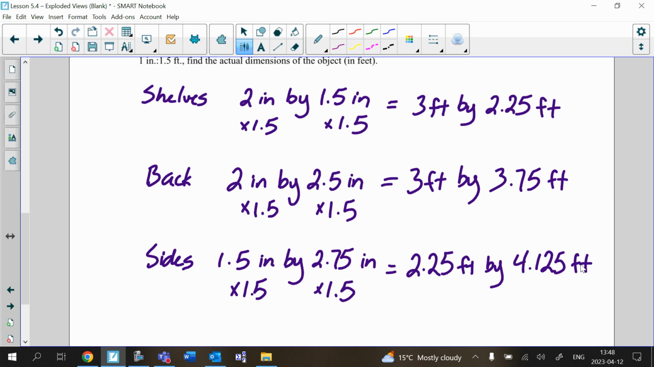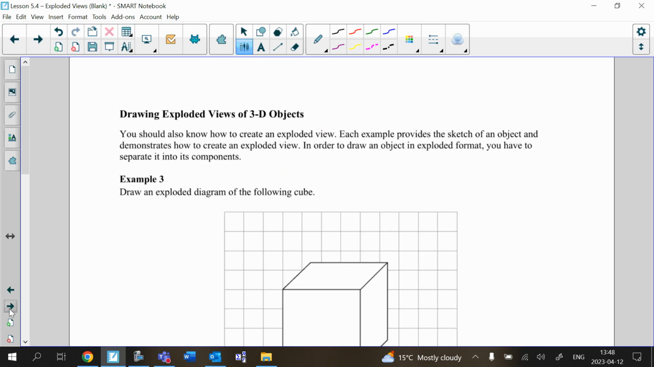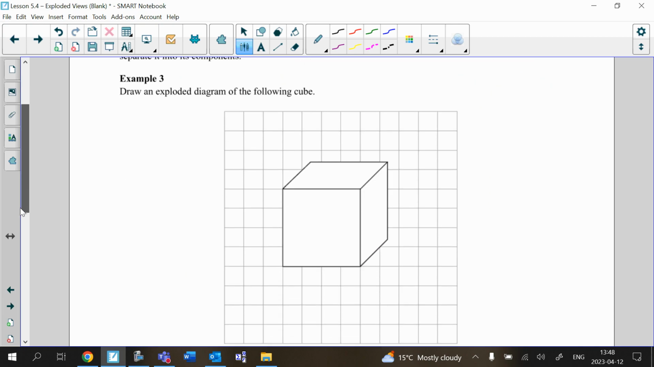So that's how we go from an exploded view, put the exploded two together into a three-dimensional representation. How do we go the other way? Well, so here we have a three-dimensional cube. This is a cube because the front is a square. It measures 4 grid lines by 4 grid lines. I've got to do an exploded view of it. Okay?